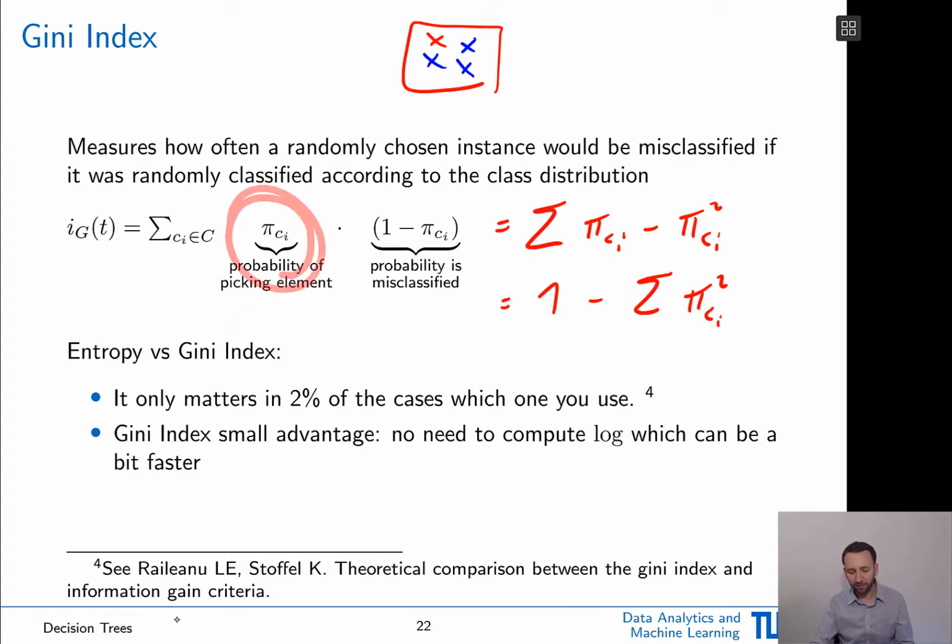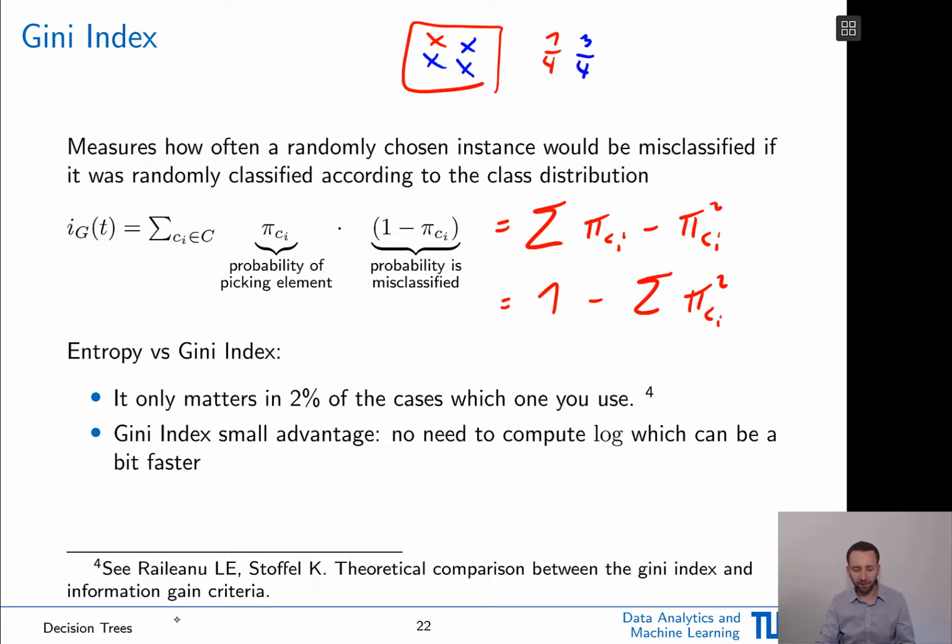So this gives you the probability of picking a blue element. And then 1 minus this term is the probability that this instance is misclassified, because for the region, you would say it's 1/4 red and 3/4 blue. So if you do a probabilistic classification, in 1 out of 4 cases you would predict it as red, and in 3 cases you would predict it as blue. So this is the misclassification probability. One more time: with this probability you pick a blue instance, and with this probability you say this blue instance is actually red. So 1 minus the own probability.